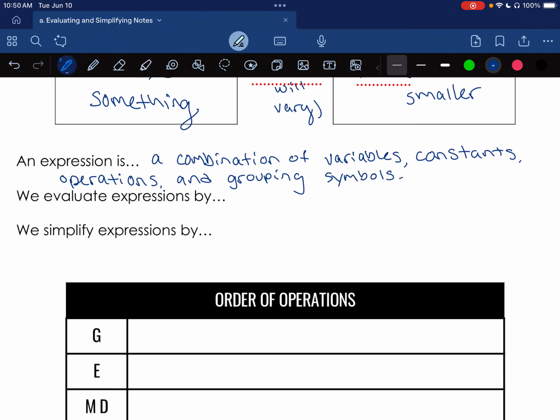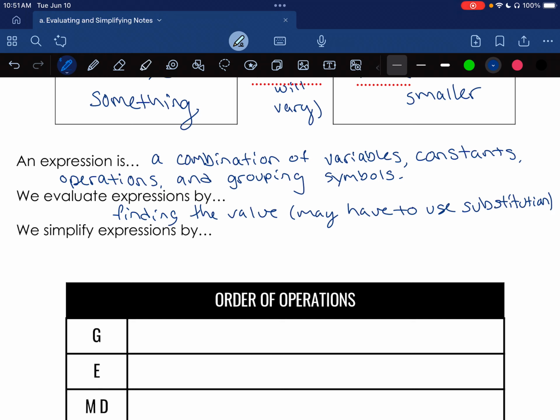We evaluate expressions by finding the value. And usually we may have to do some sort of substitution. And we simplify expressions by combining like terms to reduce in complexity.